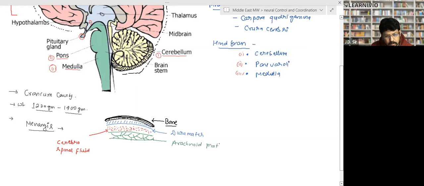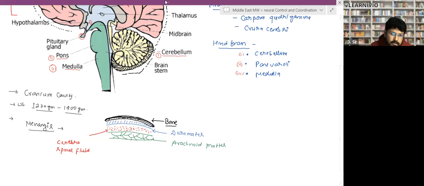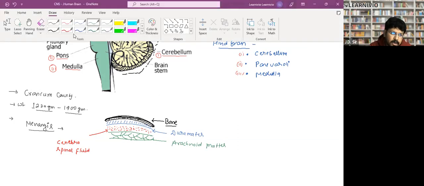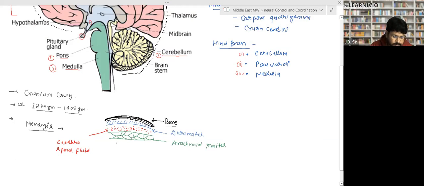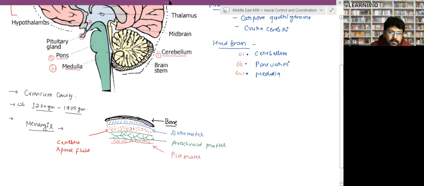Arachnoid matter. Below the arachnoid matter, there is one more membrane, and that membrane is called pia matter. So in total, there are three membranes.